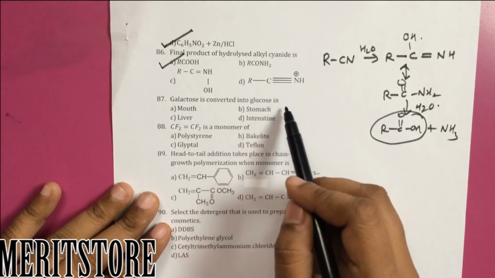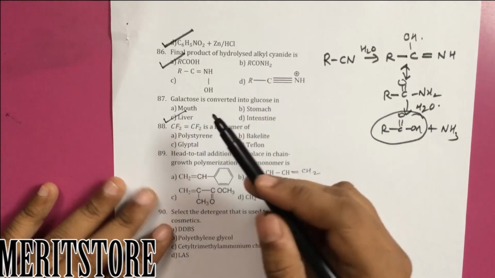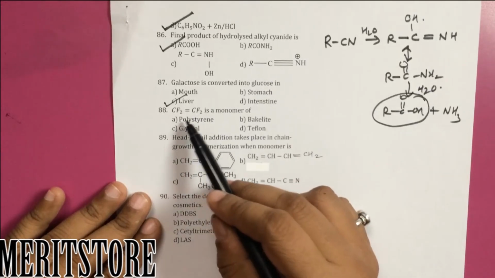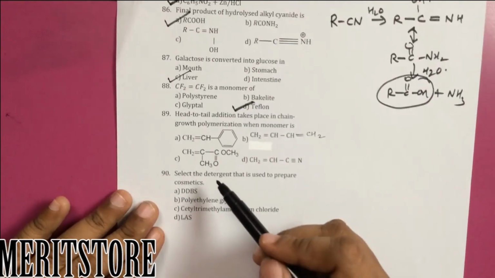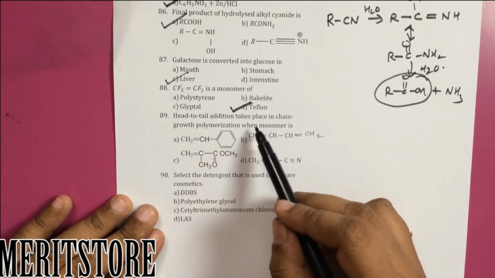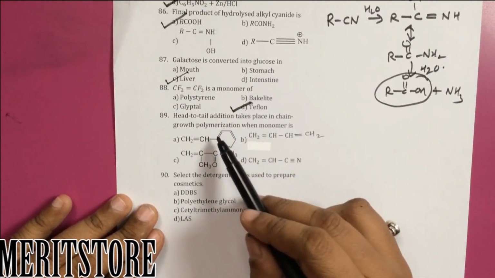Question number 87. The galactose is converted into glucose in liver. 88. CF2 is a monomer of Teflon. So option D.